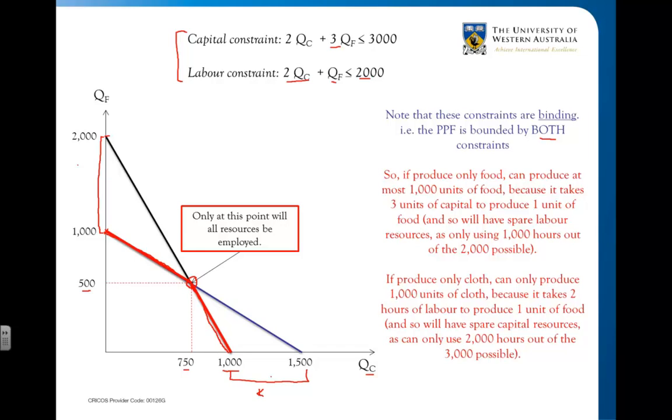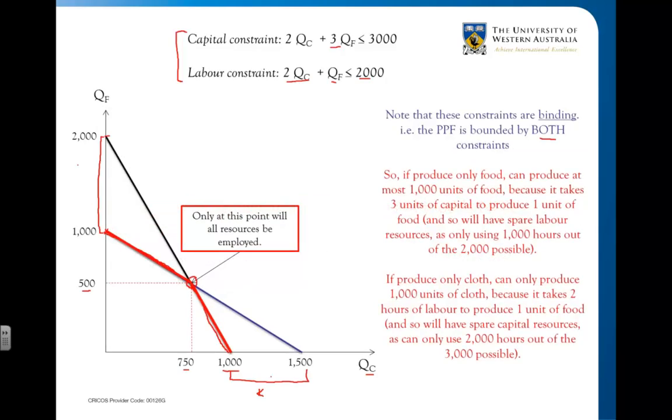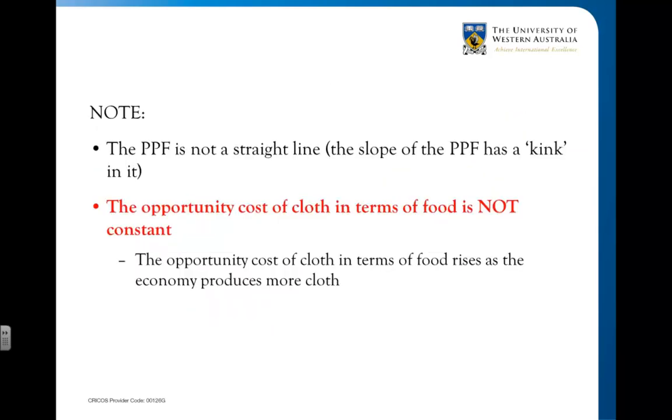Anywhere else in terms of this PPF, we're going to have unused or spare resources. Now that's fine. As you can see, that PPF is not a straight line. It has that kink in it, and that's a reflection in a very basic way, because of the fixed proportions, that the opportunity cost of cloth in terms of food is not constant. So it changes its slope, obviously.